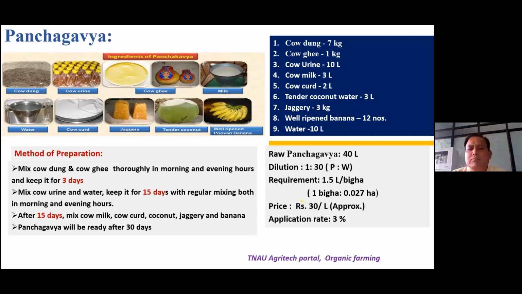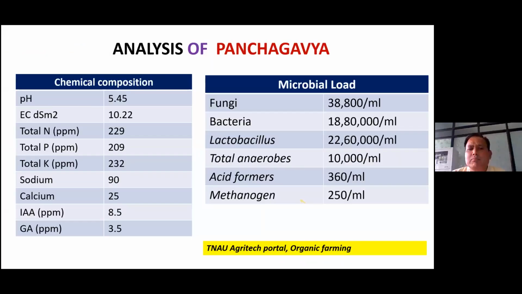You can say the microbial population, I have given an average composition. You see how much microbial load it is: healthy bacteria, lactobacillus, then acid formers, methanogens, and this is the chemical composition. So this is the very good source of nutrients, and it is mobilized. It is a bioenhancer. Then how can we apply this?